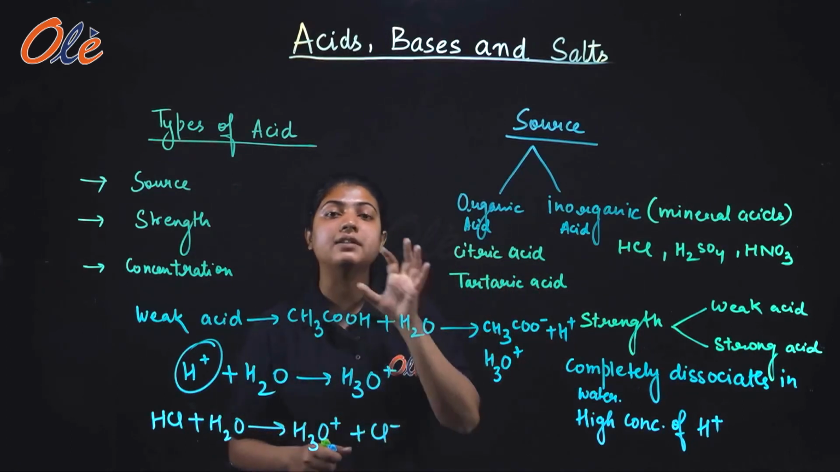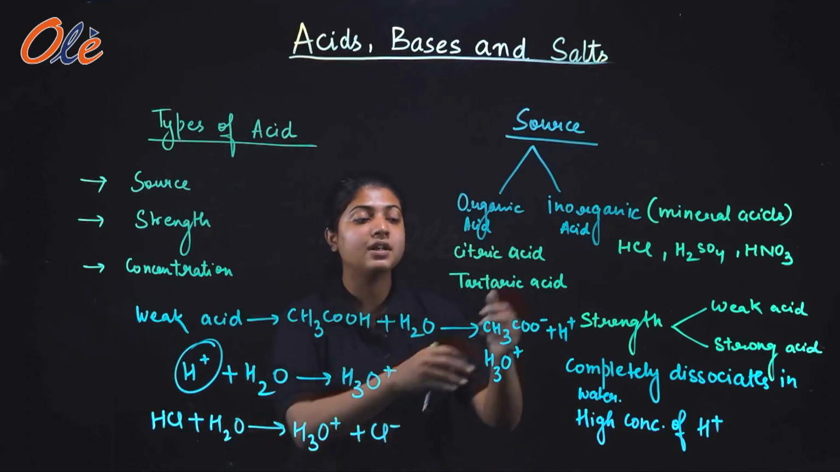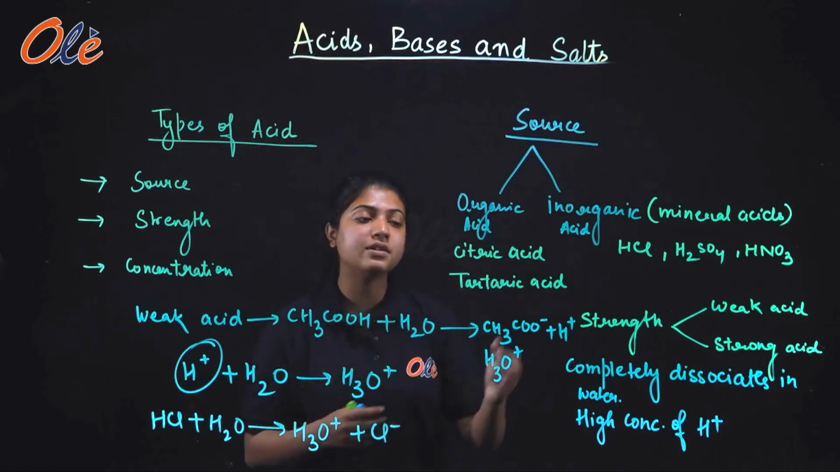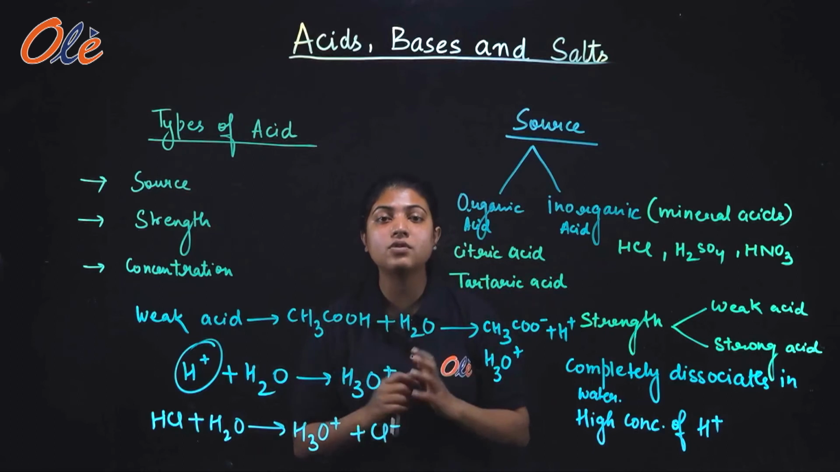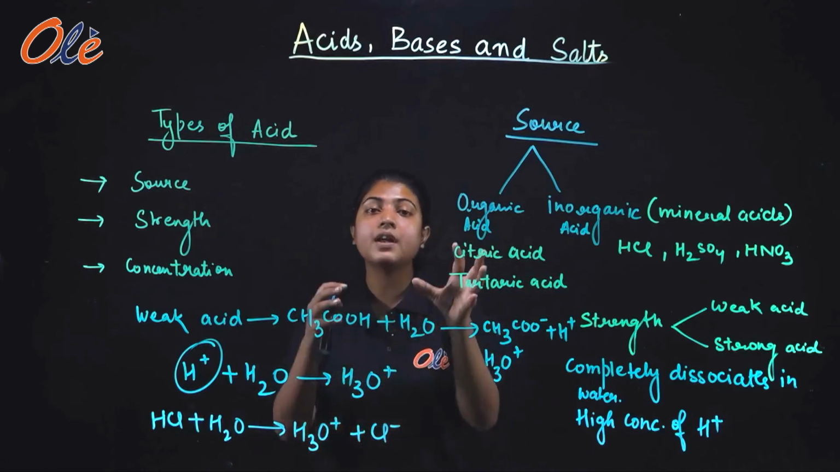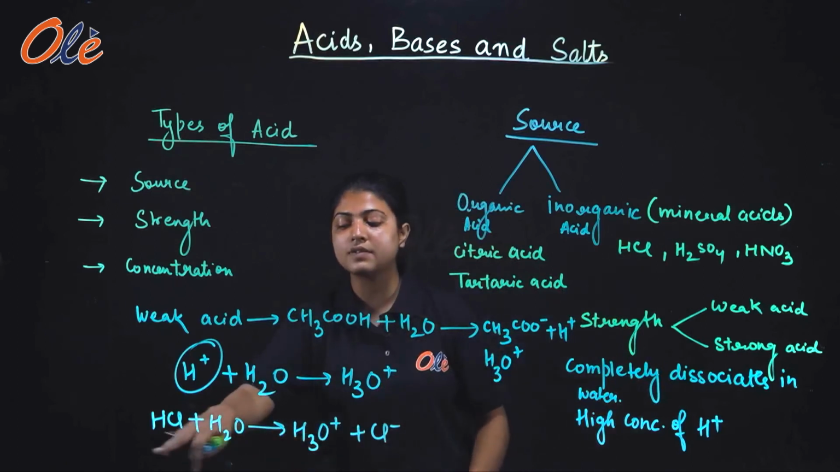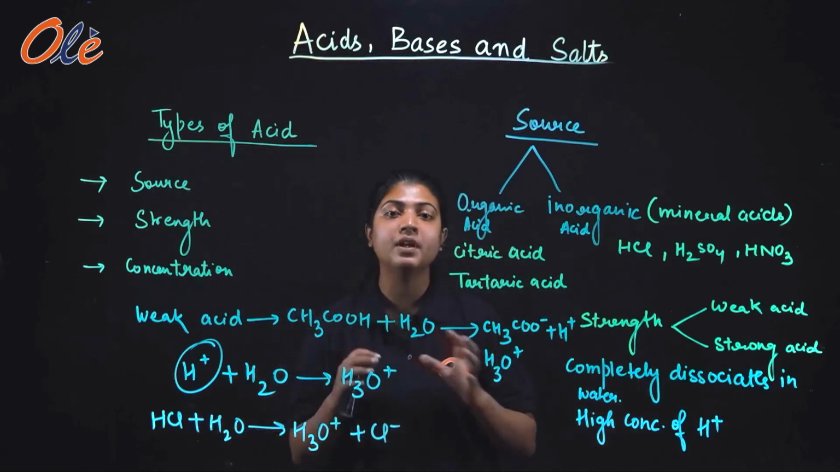That is only why, because weak acid is not completely dissociating. That is the reason why it is not yielding the high concentration of hydronium ions, or what we say is hydrogen ions. Okay, whereas in the strong acid it is completely dissociating. That is why it is yielding the high concentration of hydronium ions.